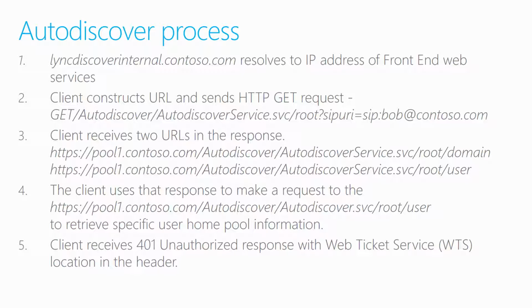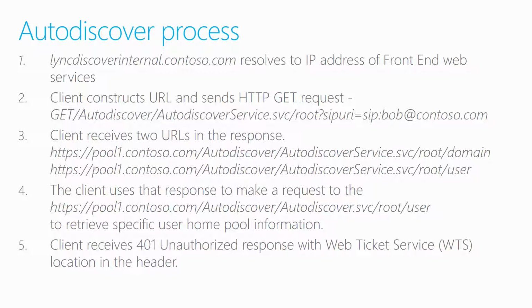But the bottom line on this step is that we will either have the IP address now of a front-end server for internal users or of a proxy, and the proxy will forward all the traffic to the front-end server, either for Skype for Business Server or for Skype for Business Online. The client will then construct a URL and send an HTTP GET request. And you can see the URL here: the GET request is GET /autodiscover/autodiscoverservice.svc/root?sip= followed by the SIP URI. So in this case, the SIP URI of the user is bob@contoso.com.